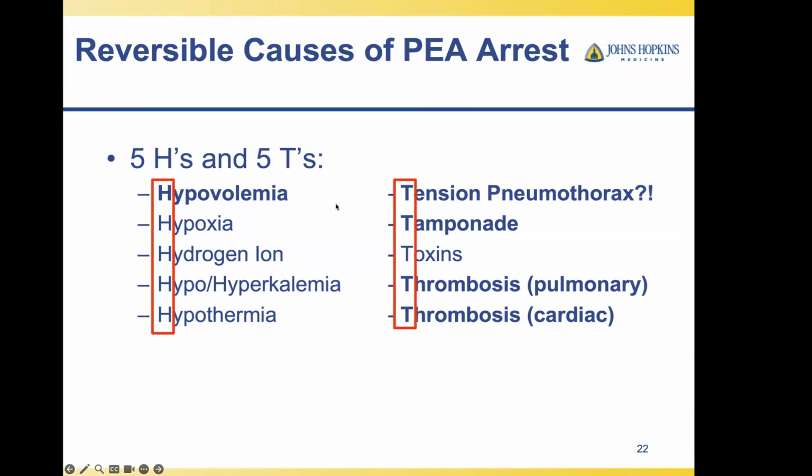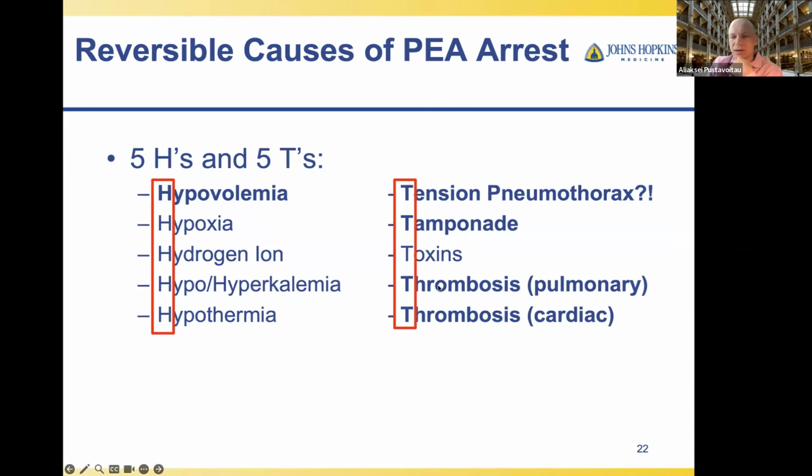You can see that hypovolemia, tension pneumothorax, tamponade, pulmonary thrombosis or pulmonary embolism, coronary thrombosis or acute MI, you can visualize those. So a good half of the causes can be visualized using ultrasound, and then just focusing on the rest, like hypoxia, acidosis, hyperkalemia, hypothermia, and toxins, which you can rule out based on patient history, can be rapidly identified. So it can be extremely useful in identifying 5 causes.